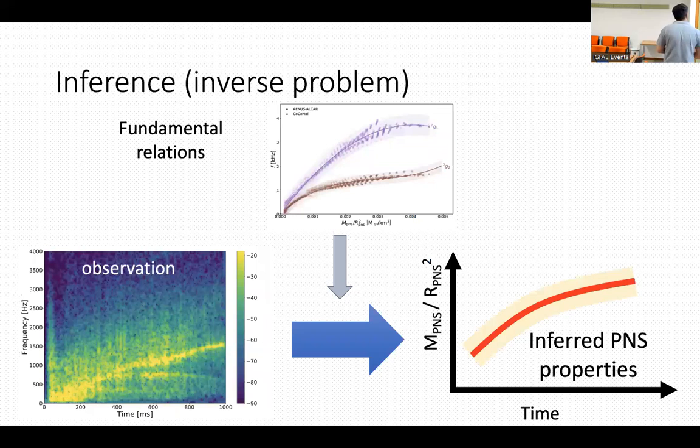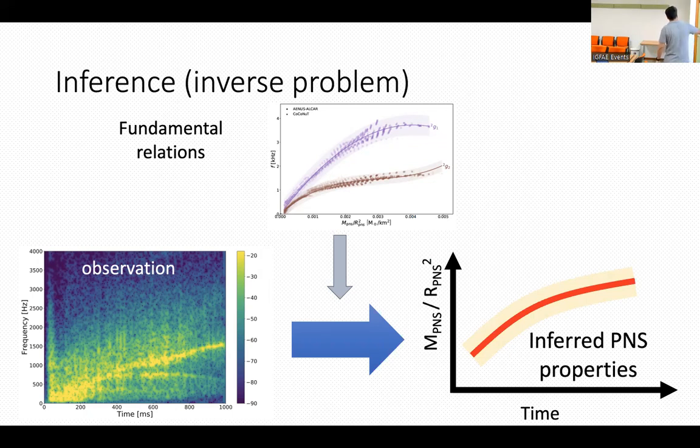And this is what we have worked on. Essentially, this is the inverse problem, the inference. When we do the inference, what we get is not mass and spin, as in compact binary coalescence. What we get is a trace of the evolution of the parameters of the proto-neutron star, essentially mass and radius with time.